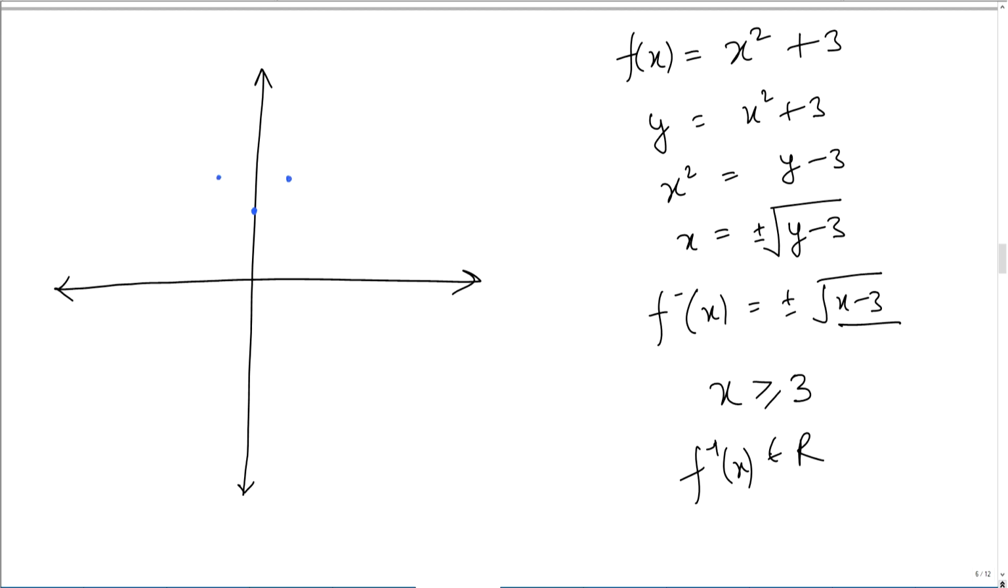So it's symmetric around the y axis, right? And it would increase very rapidly because it's an x square term. So if you take x equals 2, then the value of y becomes 7. So a very large value at 2. So the graph would look something like this.